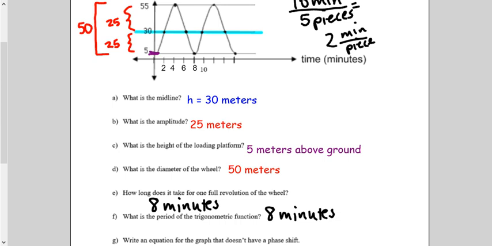The next question asks us to write the equation for the graph that doesn't have a phase shift. In other words, we want our anchor point to be right here at t equals 0, not shifted to the left or the right. So we probably want to review real quick the different types of trig graphs.